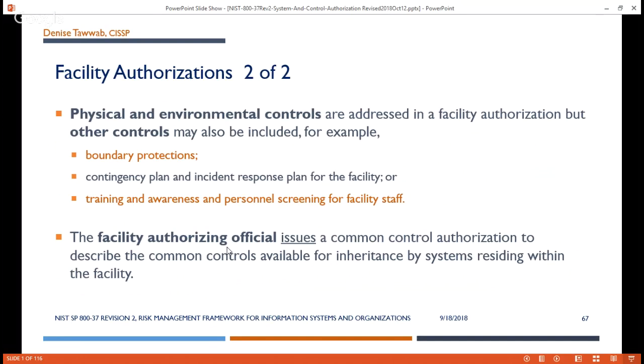Physical environmental controls are addressed in a facility authorization, but other controls could also be included. For example, boundary protection, contingency plans, and incident response plans for the facility, or security training and awareness and personnel screening for facility staff. The facility authorizing official issues a common control authorization to describe the common controls available for inheritance by systems that will be located within the facility.